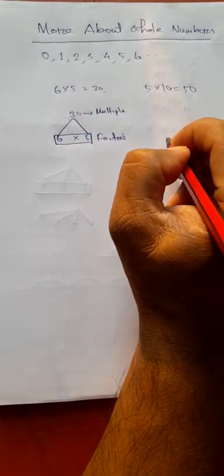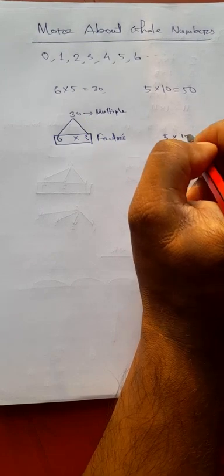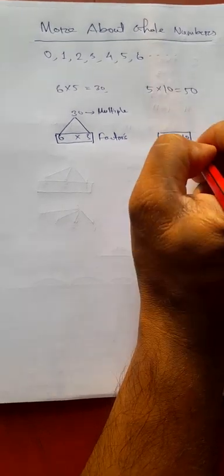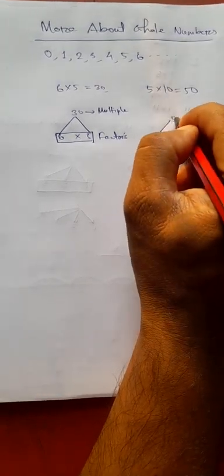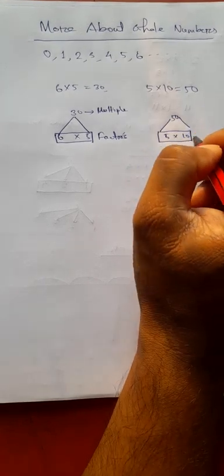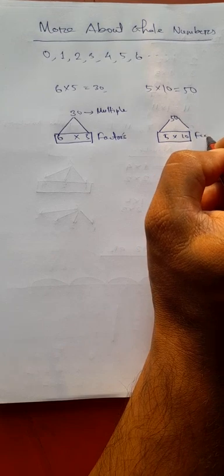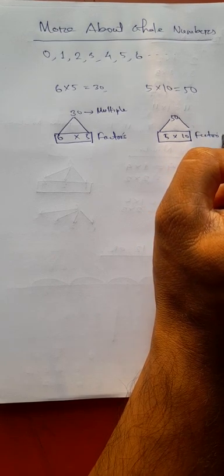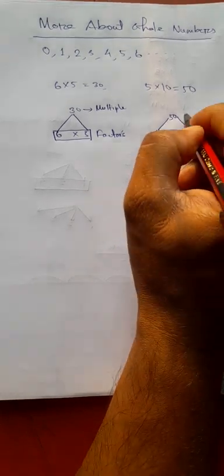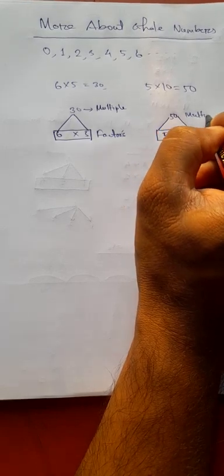Similarly, 5 tens are 50. Now 50 is called a multiple of 5 and 10, and 5 and 10 are called factors of 50, and 50 is called the multiple.